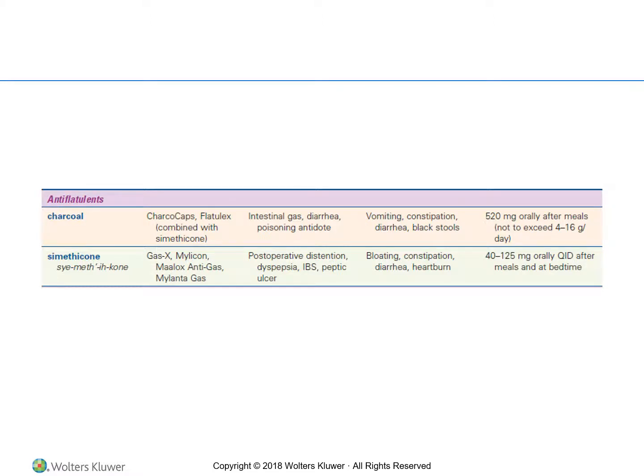Here are our two antiflatulents listed. Charcoal is branded as Charco Caps, Flatulex. Simethicone is branded as Gas-X. Mylicon, it's in Maalox Anti-Gas and in Mylanta both. So very common drug.